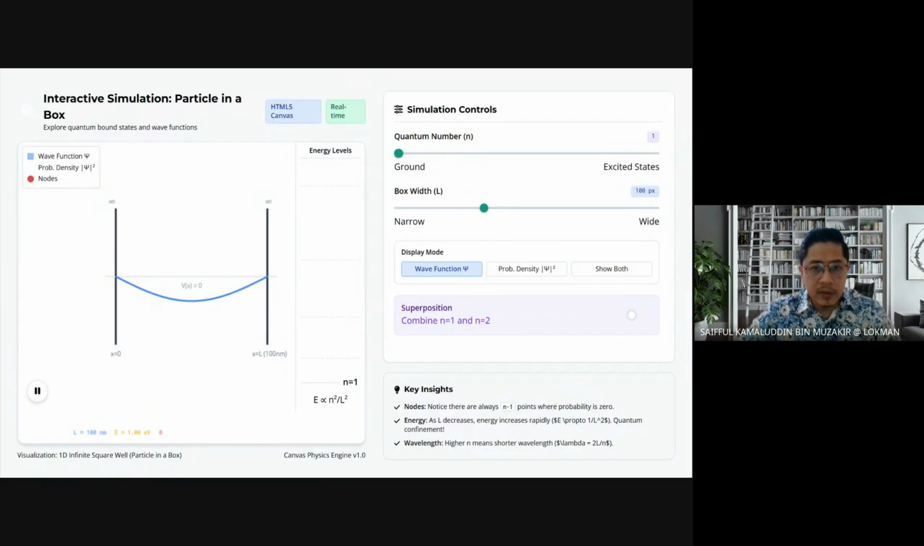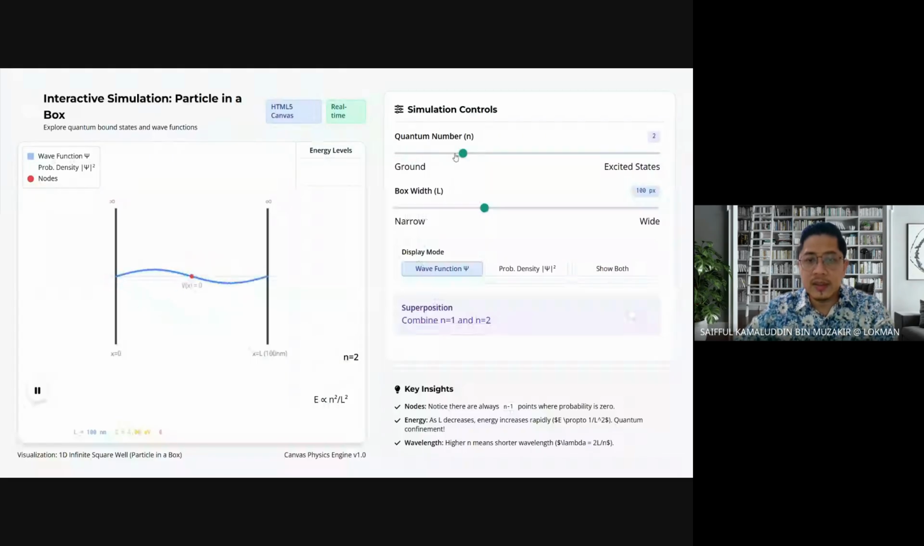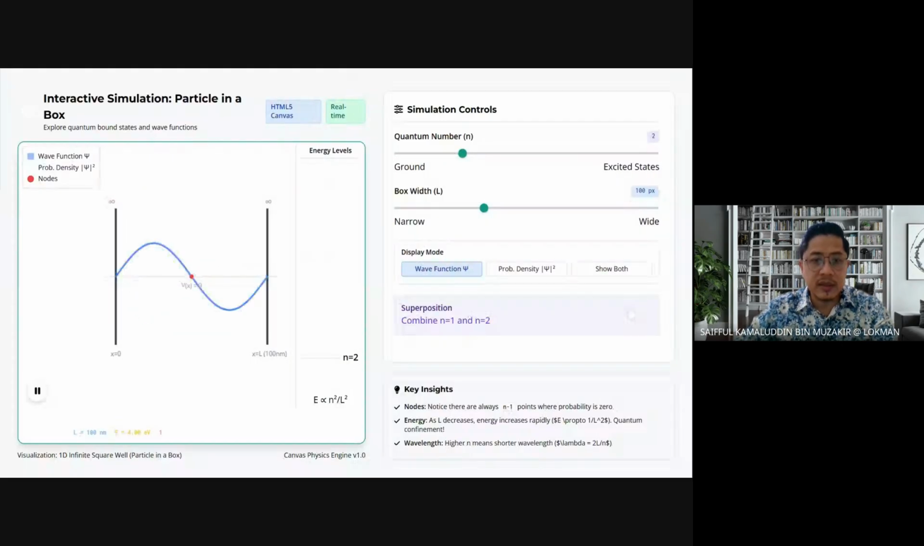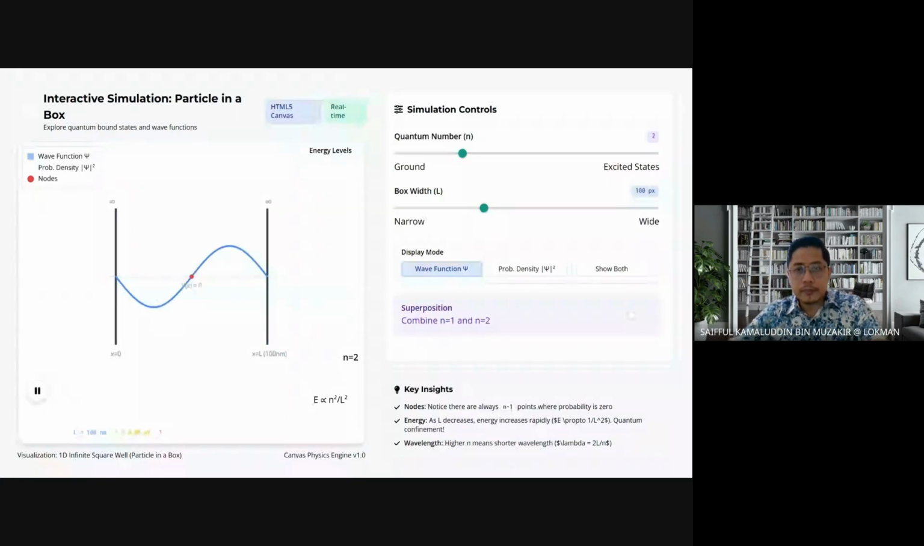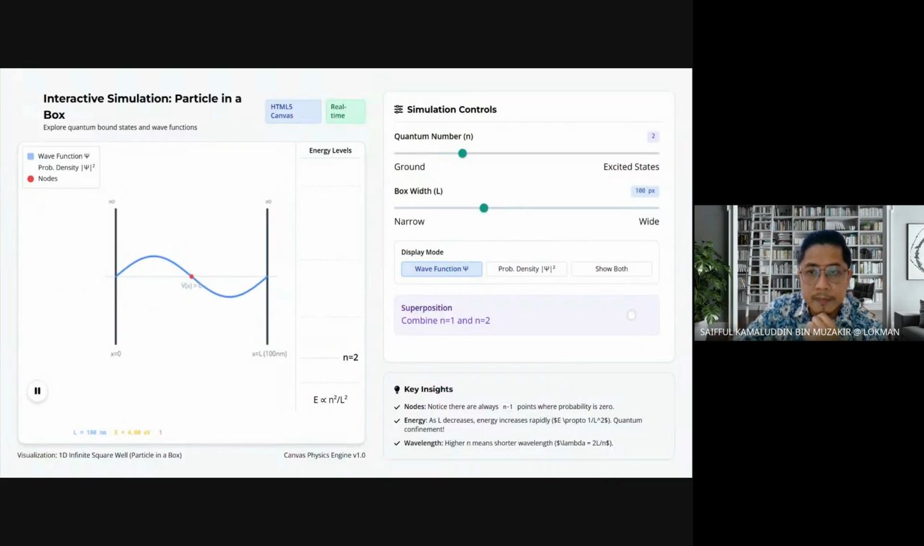So this is N equals to 1. The energy level is over here. If we increase the quantum number to N equals to 2, see, the energy level has increased. N equals to 2 is somewhere over here. So energy increases as N squared. Okay, as N squared increases, the energy increases.